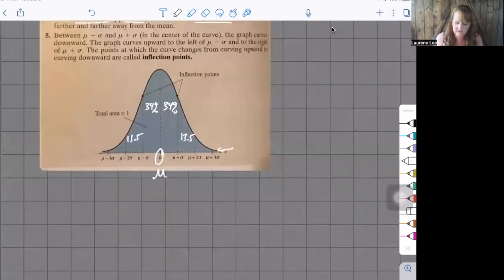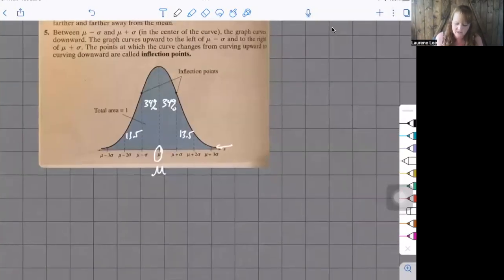And then the last point just talks about how each marker is 1 standard deviation away here. We call this point and this point, which are 1 standard deviation away from the mean, the inflection points. That's not super critical for our purposes, but it's a vocab word you can throw out for what it's worth.